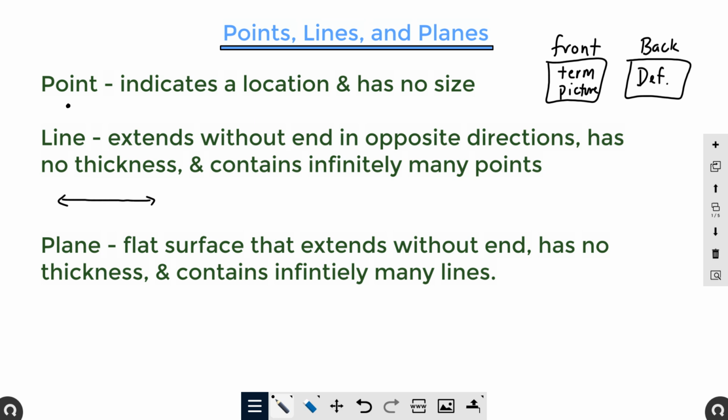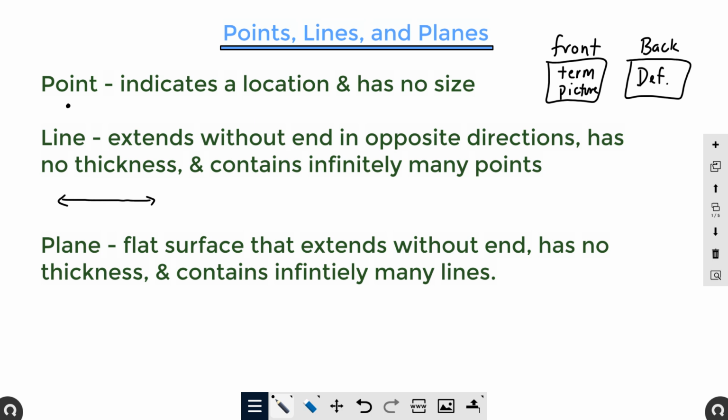A line extends without end in opposite directions. It doesn't have a thickness, but it contains infinitely many points. So an infinite amount of points. So really, if you put a bunch of dots together, it makes a line. But lines keep going on forever and ever. So when you graph lines in math too, you probably thought about the equation y equals mx plus b. It's already instilled into your brains. And you put arrows on both sides when you graphed it because it keeps going on forever, because it has that constant rate of change and constant slope. So that's what lines are.